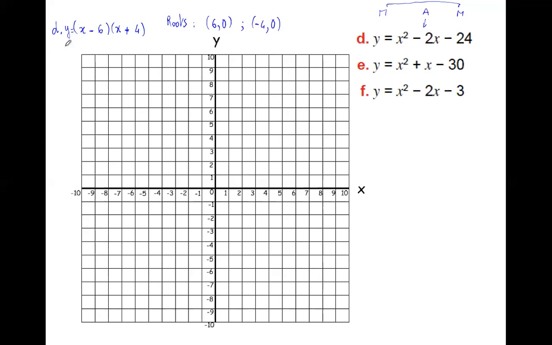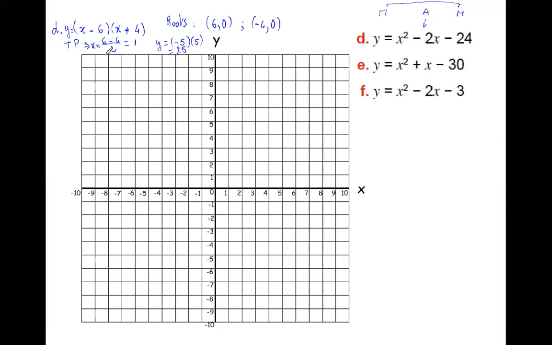So for the turning point, that was the roots. We know it happens between 6 and 4. Divide by 2. So 2 divided by 2 is 1. So at x equal 1, what's the value of y? y is going to be 1 minus 6, which is minus 5, times 1 plus 4, 5. y equal 25.